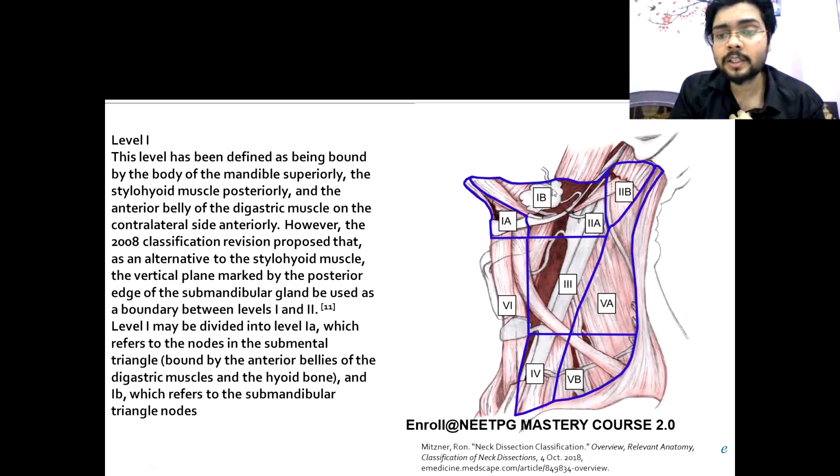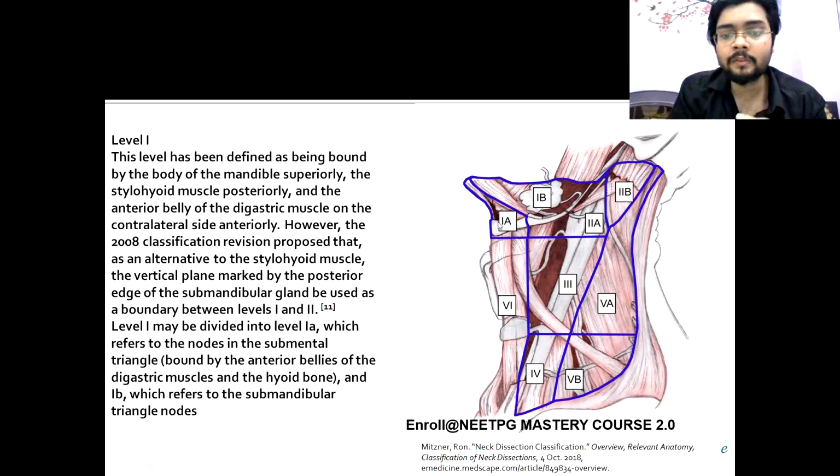Our superior boundary is the lower border of the mandible, inferior is the hyoid, and if you see 1A, the boundaries are both the anterior belly of digastric, and for 1B it is anterior belly of digastric, and posteriorly is the stylohyoid ligament. And now in the 2008 staging, they say that this stylohyoid ligament is replaced by the posterior border of submandibular gland. So the posterior limit is the posterior border of submandibular gland, after which level 2 will start. So level 1A is submental, level 1B is submandibular.